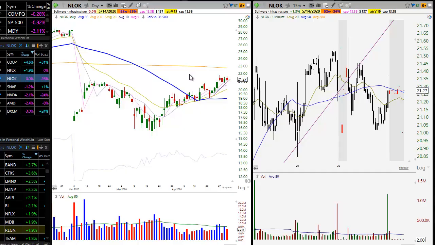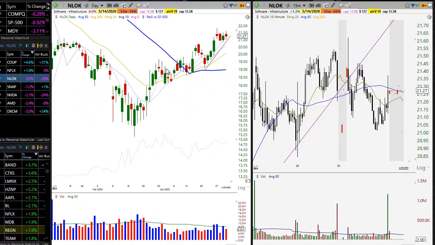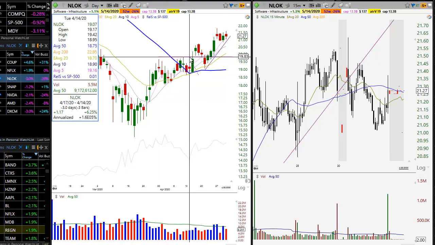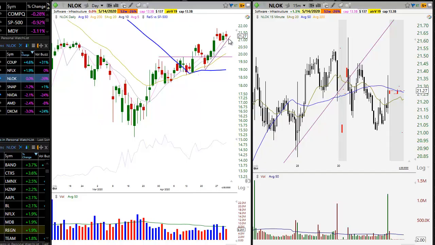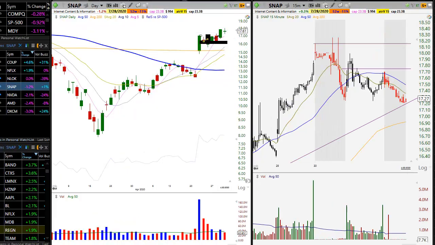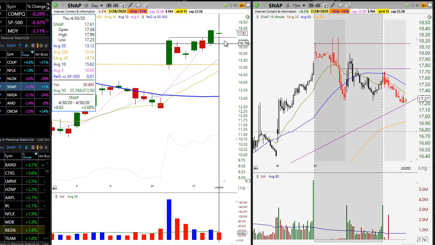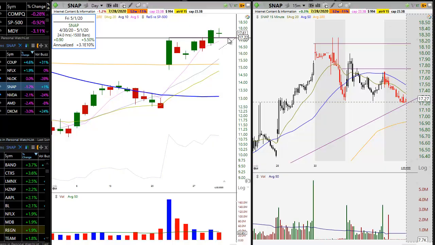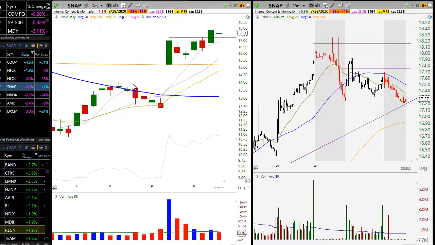NLOC, this isn't the correct chart. I don't know why TC2000 can't adjust it, but we bought on the breakout here above 1980. We only have a half position, so nothing to do here. It's reporting earnings on 5/14. Snap is down at 1727. We purchased over Tuesday's high on Wednesday. It looks like it's back down to the breakout point in after hours trading.